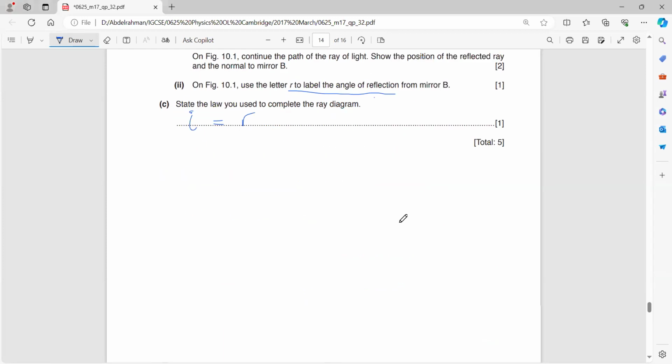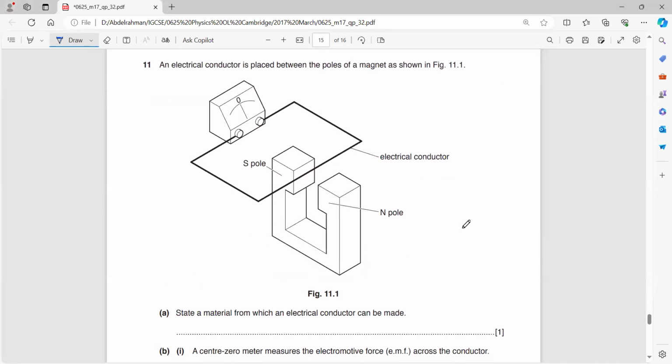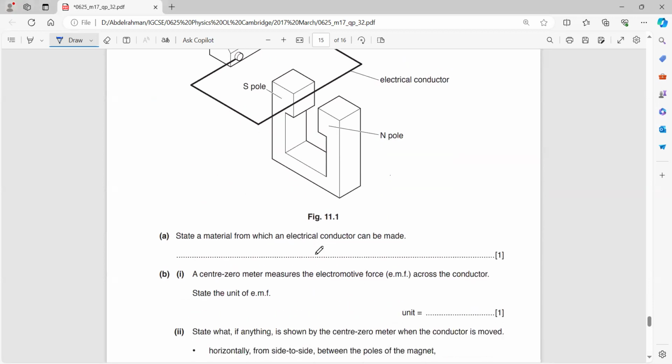Next question. State the material from which an electrical conductor can be made. Probably copper. Yes, copper is correct. Don't just say metal. You need to state the type of metal. It would be copper, which would be much better.